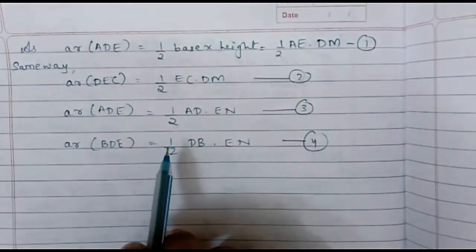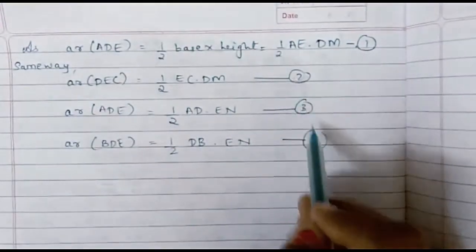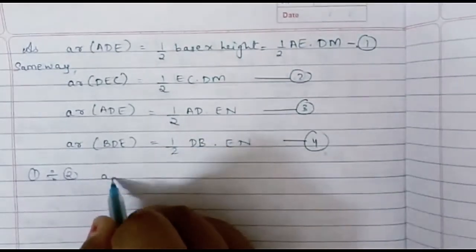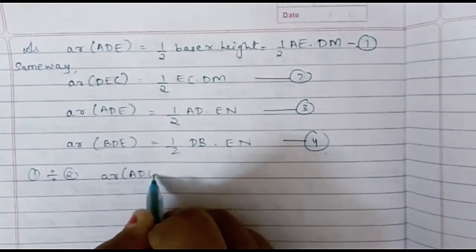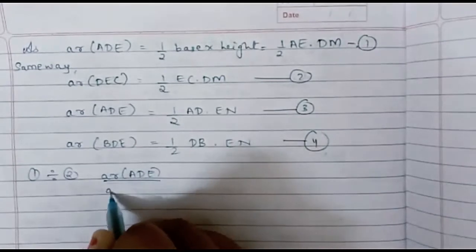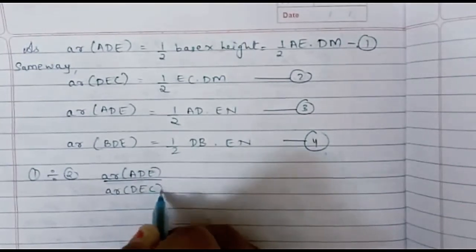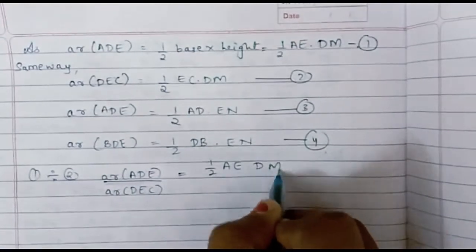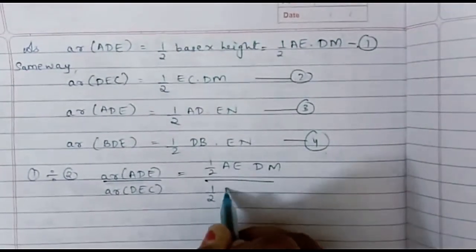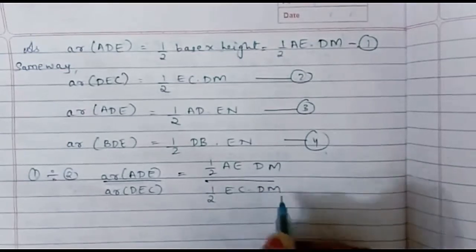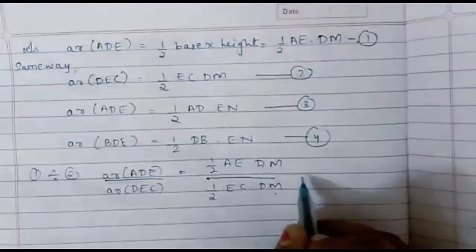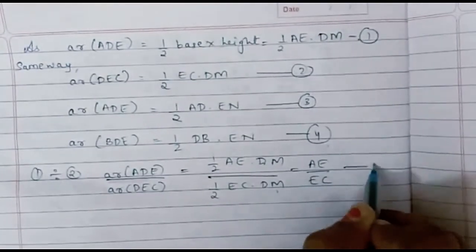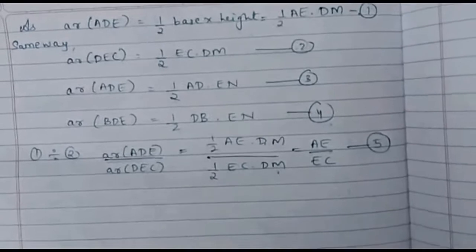Now what you are going to do is divide 1 by 2 and 3 by 4. So on dividing 1 by 2, we will get the left hand side as area of ADE upon area of DEC is equal to half into AE into DM upon half into EC into DM. So DM and half will get cancelled. So the main result number 5 will be AE upon EC. This is main result number 5.